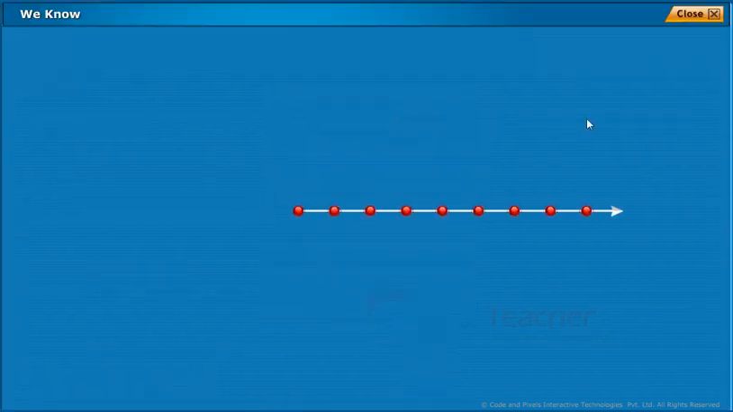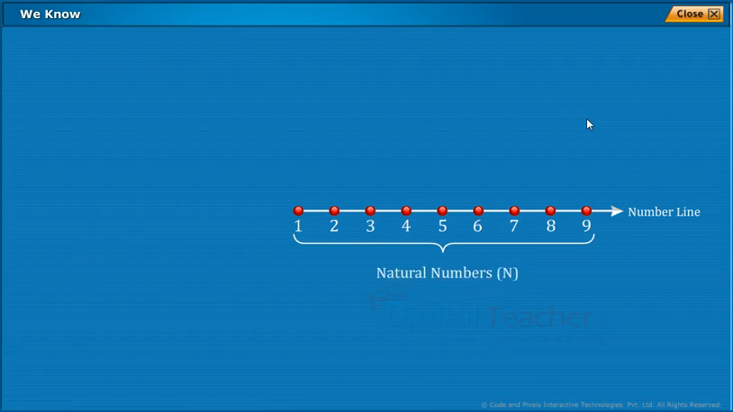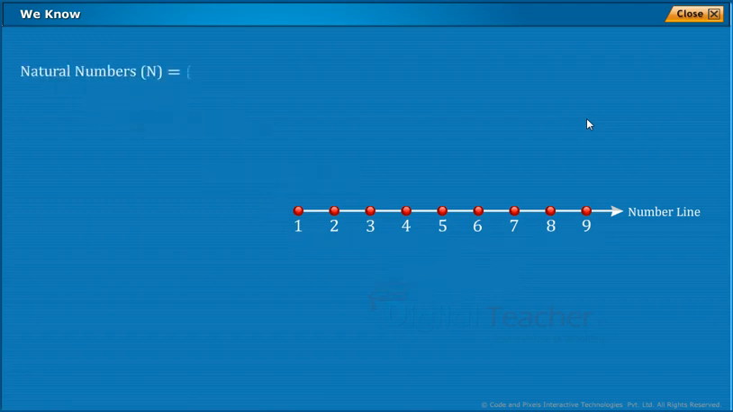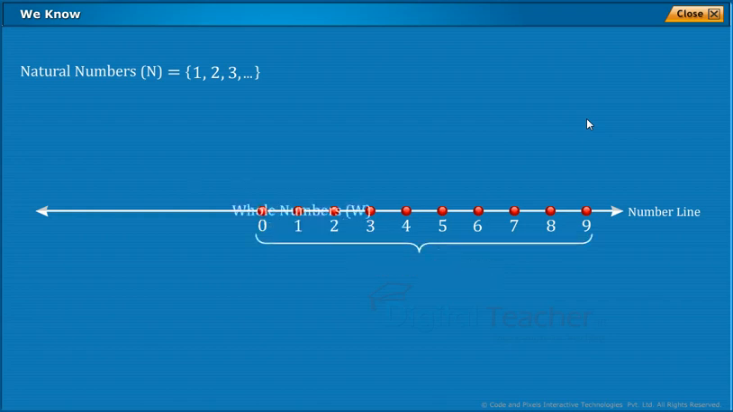We learned from previous classes that natural numbers are the set of numbers which start from 1. They are denoted by N. Example: N is equal to 1, 2, 3, and so on. Whole numbers are the set of numbers that include 0 along with the natural numbers. They are denoted by W. Example: 0, 1, 2, 3, and so on.